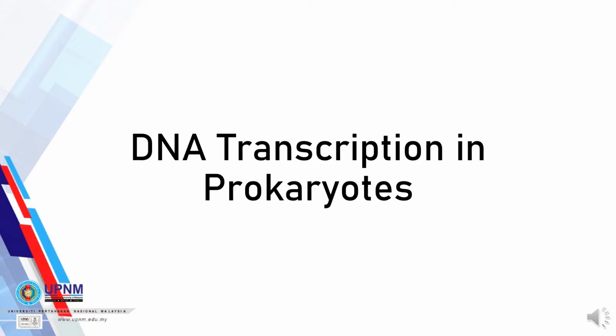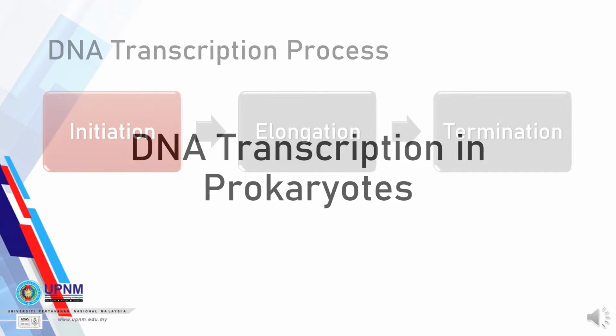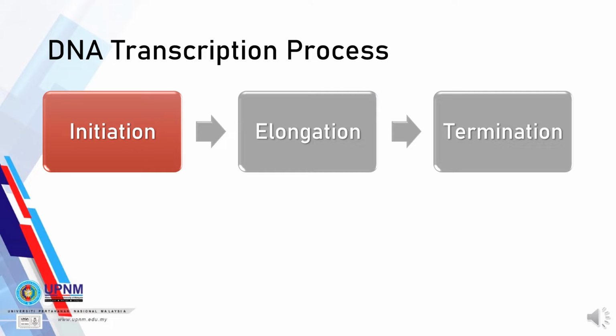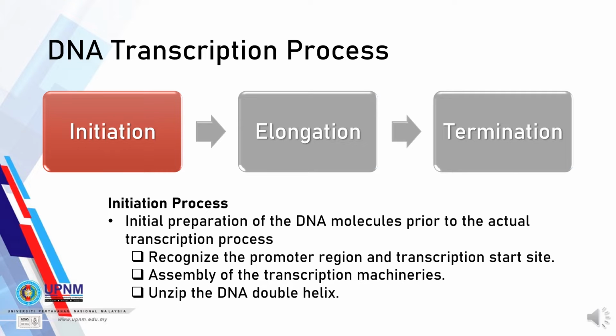Now let's look at the process of DNA transcription in prokaryotes. We choose prokaryote as a model because the process is much simpler but comparable to what happens in eukaryotes. DNA transcription involves three phases of initiation, elongation, and termination. During initiation phase, the DNA molecule will be prepped prior to the actual transcription process. This involves recognition of the promoter region and the transcription start site, assembly of the transcriptional machineries, and unzipping of the DNA double helix.